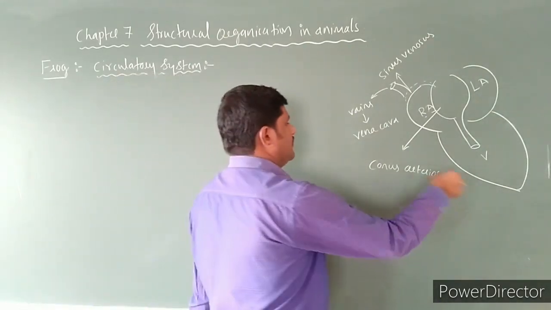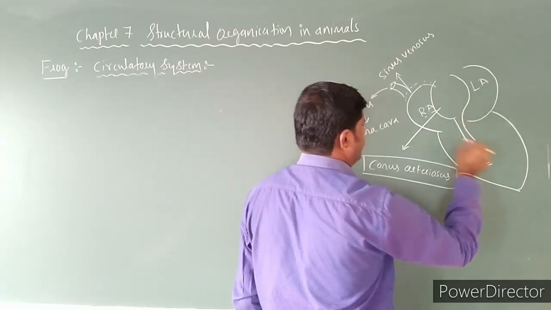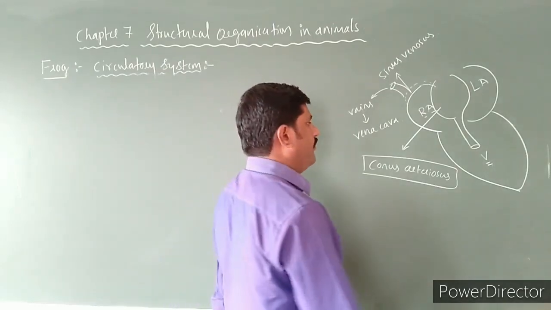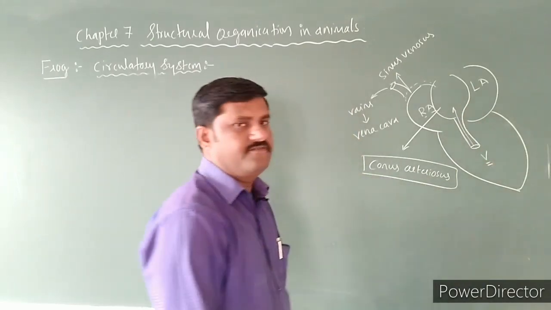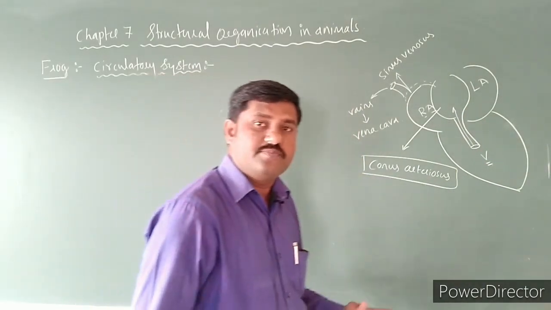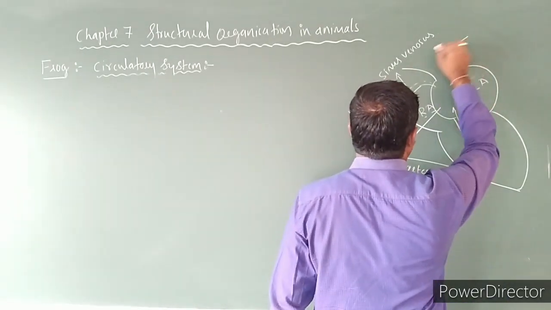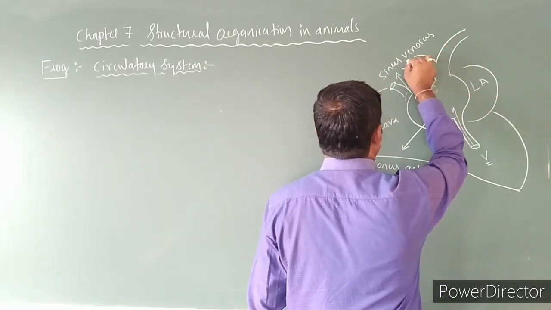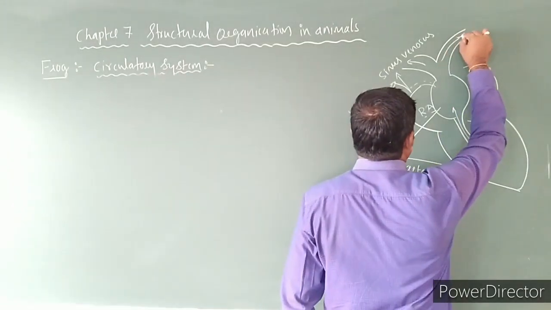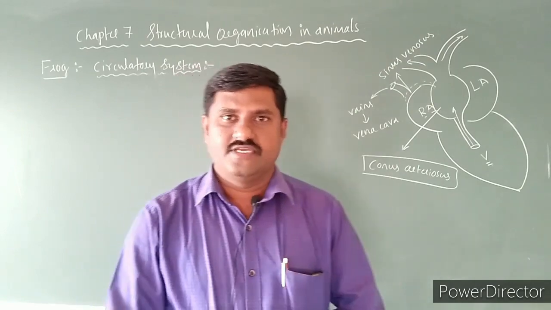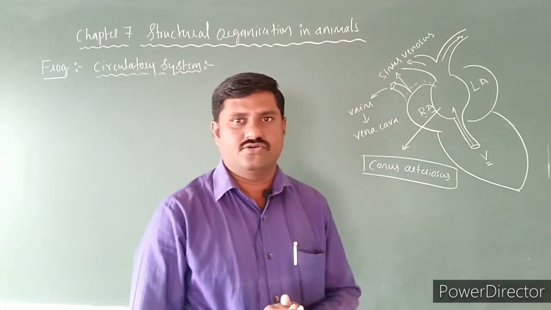Conus arteriosus is the end structure that opens into the ventricle, and it carries the blood from the ventricle to different parts of the body as well as the nervous system. So one carries the blood to the lungs, and one more carries the blood to the different parts of the body, right? So this is how the three-chambered heart arrangement is.